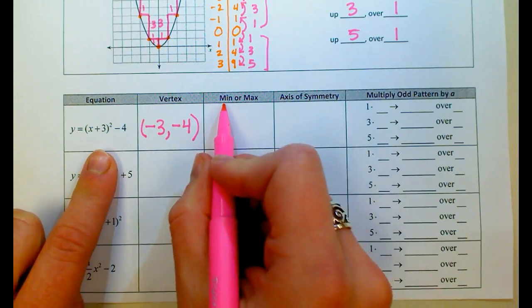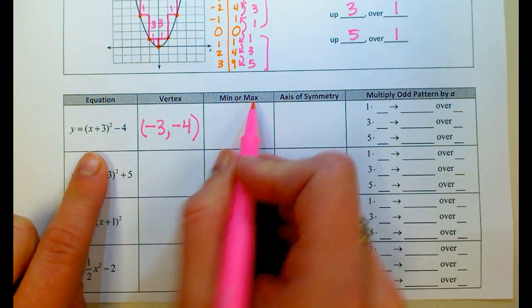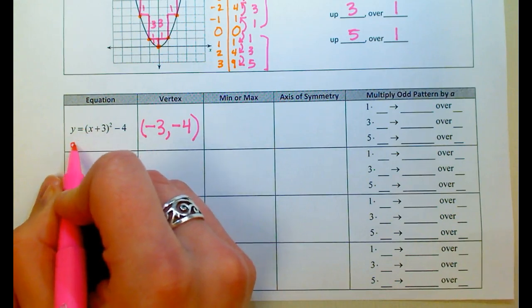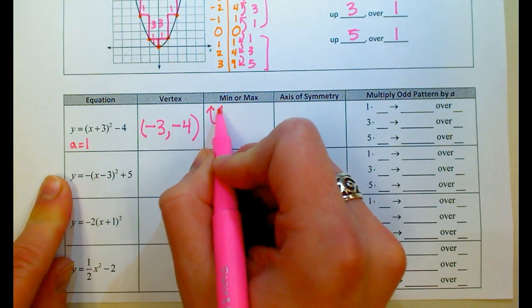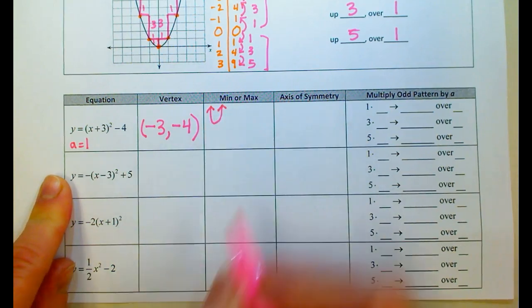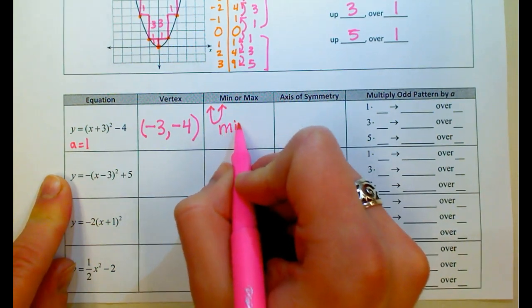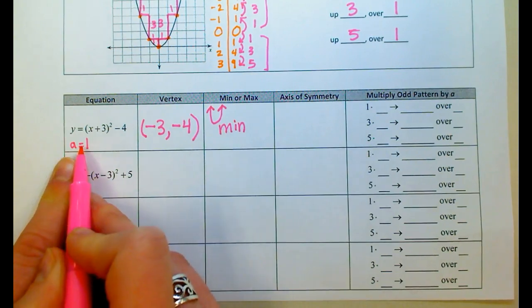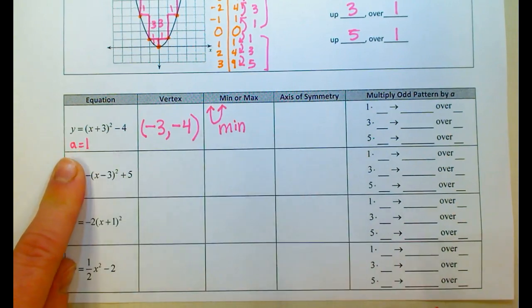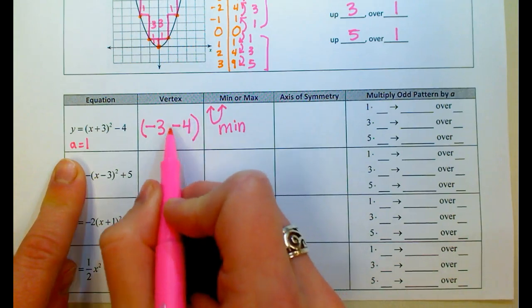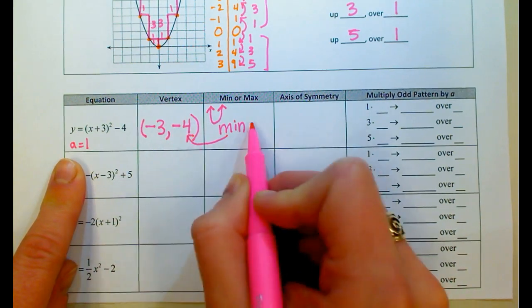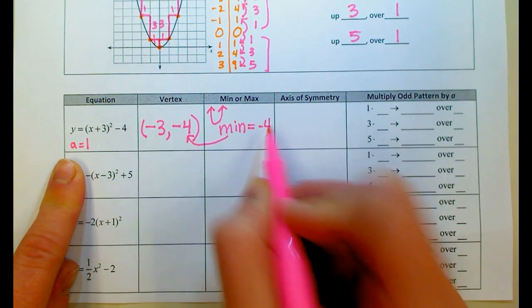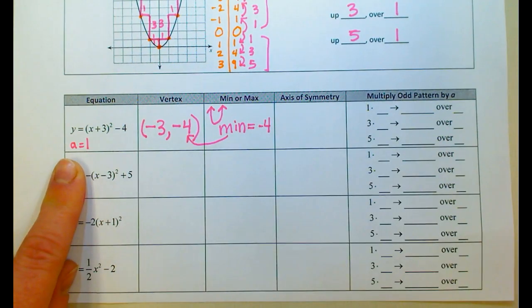Now, whether this one's going to have a min or a max, we know that our a term in this is equal to +1. So we know our graph has to open up. So it will have a minimum point, and that minimum point will be the lowest part on the graph. Well, the lowest part on the graph is also the y value of the vertex. So we can say the minimum equals -4.